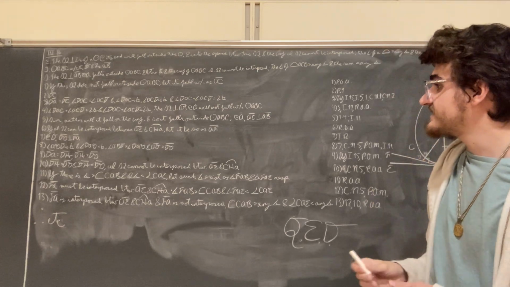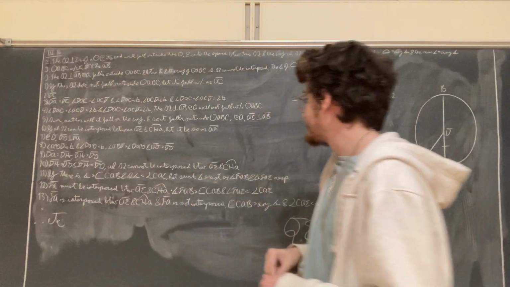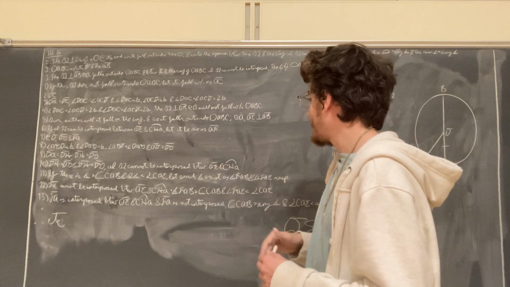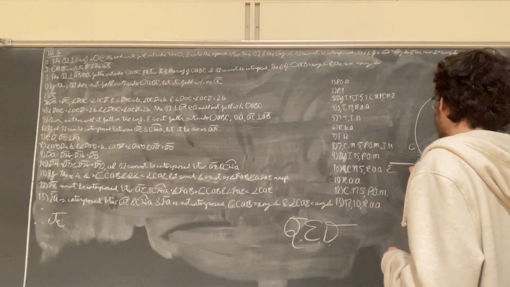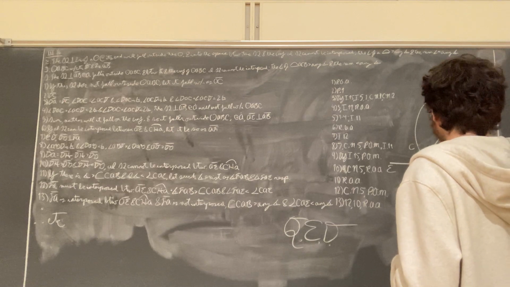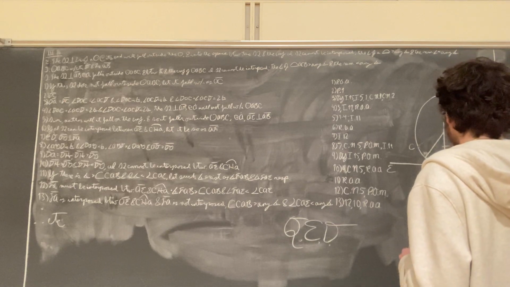And so we can say that another straight line cannot be interposed between the straight line AE and the arc CHA. So this straight line here simply does not exist.